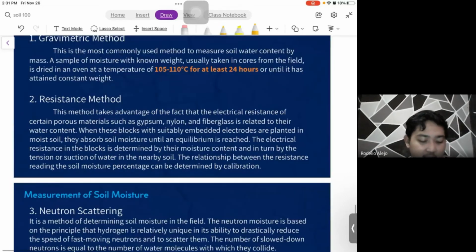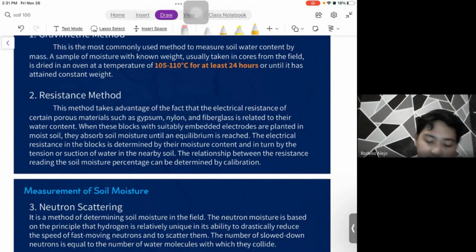Then we have the resistance method. This method takes advantage of the fact that the electrical resistance of a certain porous material such as gypsum, nylon, fiberglass is related to their water content. When these blocks with suitably embedded electrodes are planted in moist soil, they absorb soil moisture until an equilibrium is reached. The electrical resistance in the blocks is determined by their moisture content and in turn by the tension or suction of water in the nearby soil. The relationship between the resistance within the soil and moisture percentage can be determined by calibration.